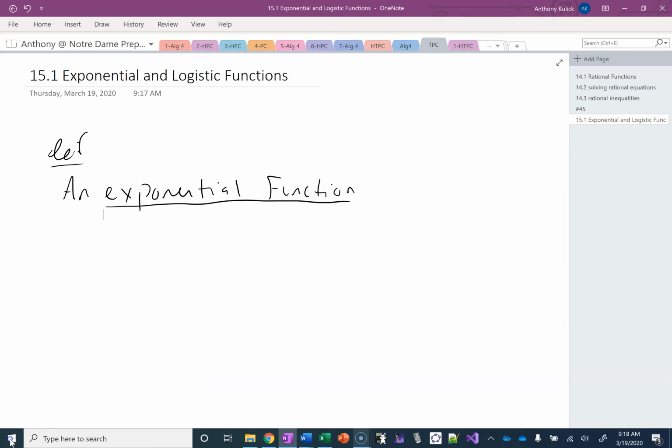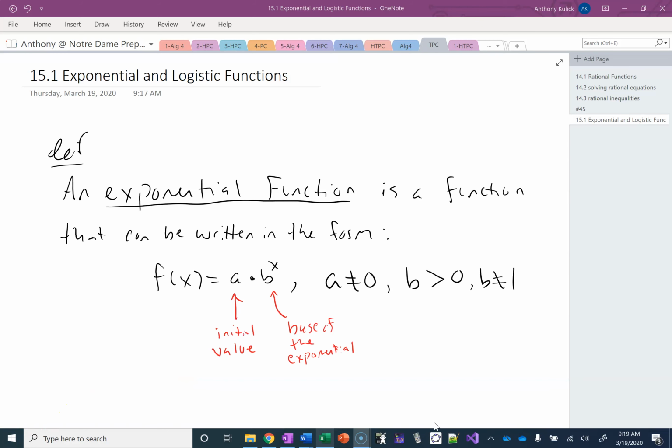And we're back. So an exponential function is a function that can be written in the form f of x equals a times b to the x, where a is non-zero and b is strictly greater than 0 and not equal to 1. So we call the a coefficient the initial value.